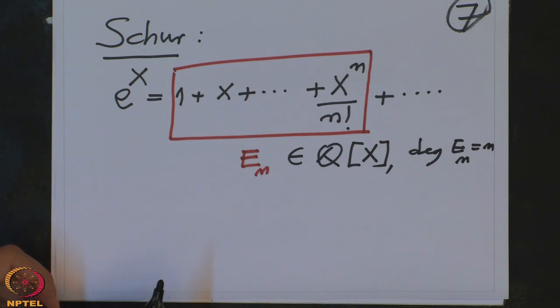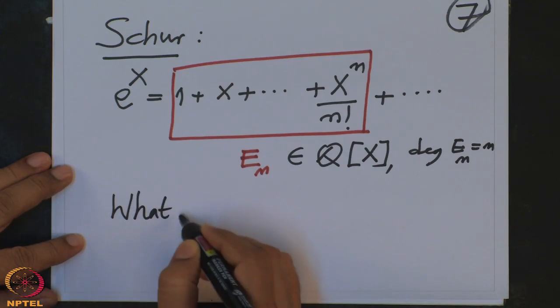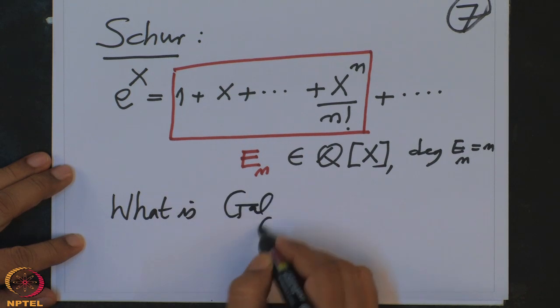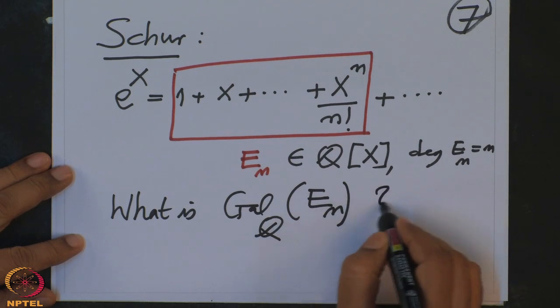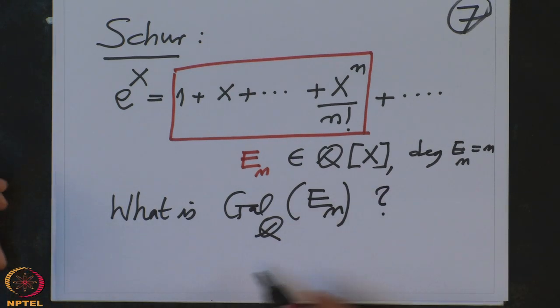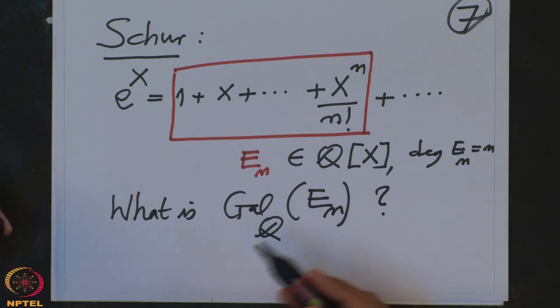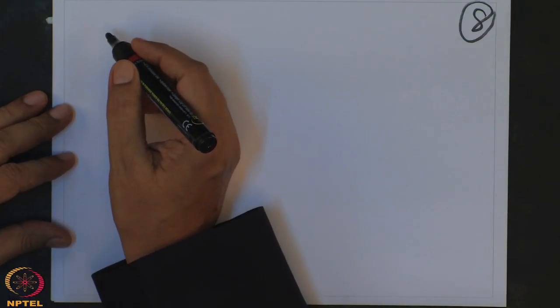The problem is to compute the Galois group of this over Q. So, what is Gal(Q, En)? When I say what is, that means how can you describe this Galois group in terms of the known groups? And the answer is very nice, but not so easy to prove. Alright, so I will tell you the answer. So, I will list some of the facts according to their difficulties.